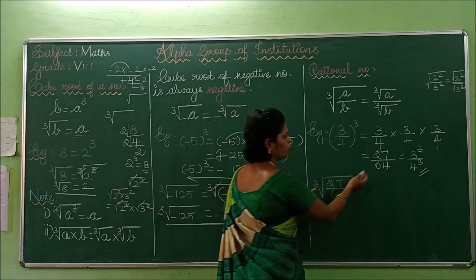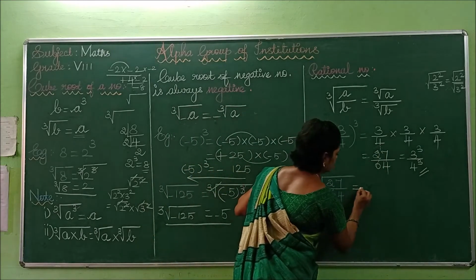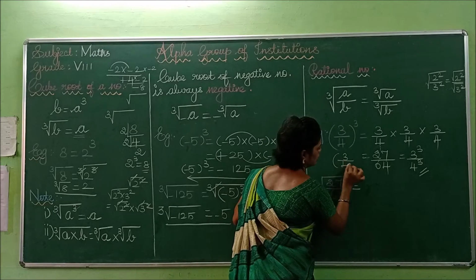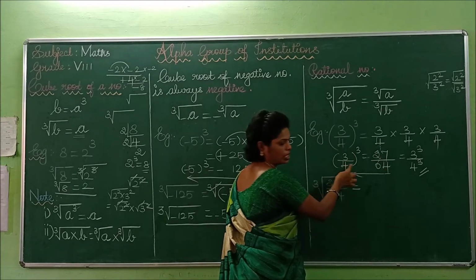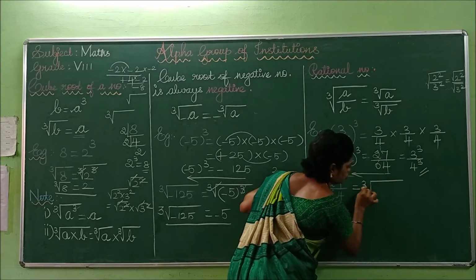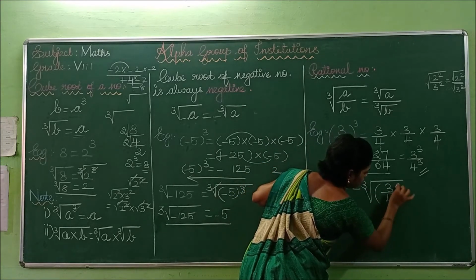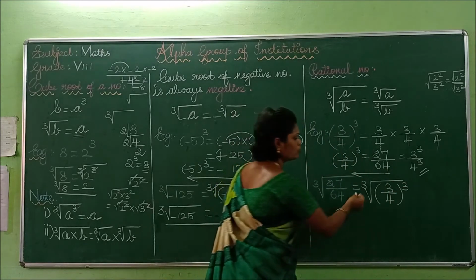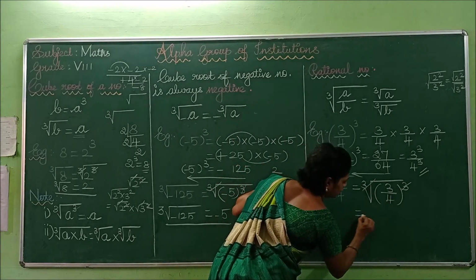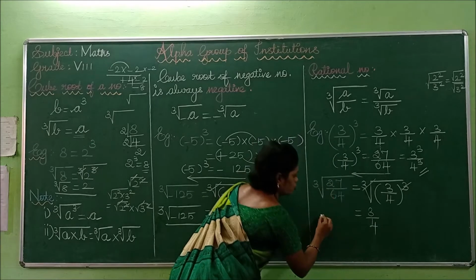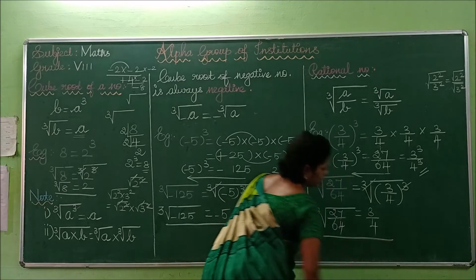So now they are asking you to find out the cubed root for this 27 by 64. That means you can write this as 3 by 4 whole cube. So instead of this 27 by 64, we can write the question as cubed root of 3 by 4 the whole cube. So this cubed root and cube value get cancelled. What are the remaining terms? The remaining value is 3 by 4. So cubed root of 27 by 64 is equal to 3 by 4.